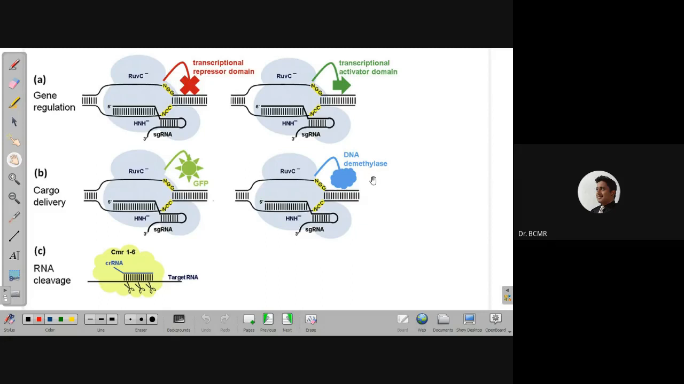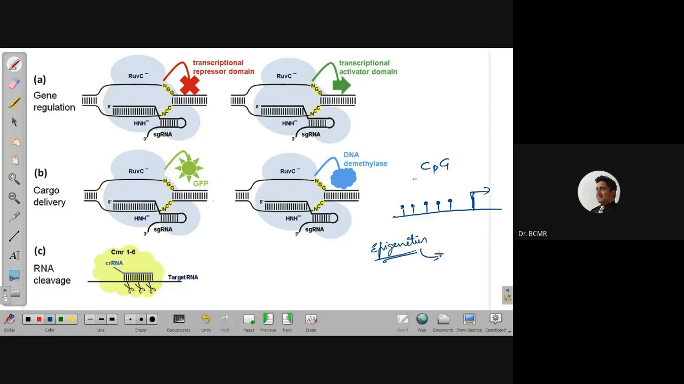Here is something else, DNA demethylase. I hope you know what it is. DNA is methylated somewhere in the beginning. I have described CpG islands. Those are typically present in the regulatory regions, mostly upstream of several promoters. And if the DNA is methylated, typically that region becomes silenced. I hope you remember the word epigenetics that we described some time ago.